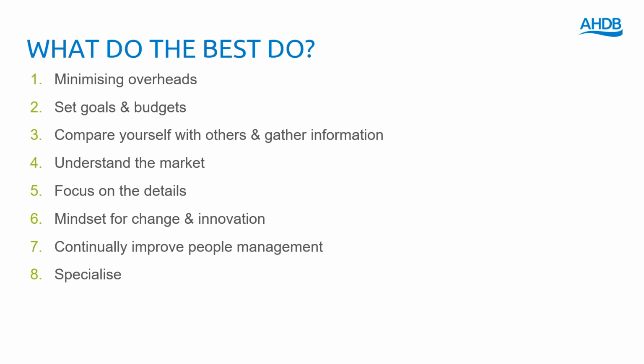Better performing farms are also very good in terms of setting goals and budgets and benchmarking themselves with others, not just within their industry but also other industries as well. The beef and sheep meat sector, for instance, might have lessons to learn in terms of maximising grassland utilisation efficiency from other sectors, such as dairy, for instance. So it's important to take those lessons from other sectors.